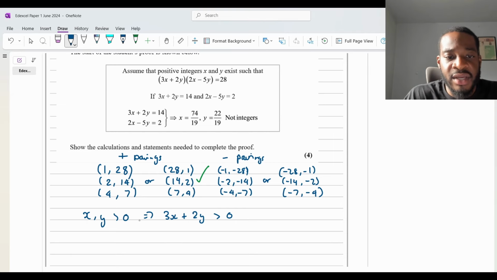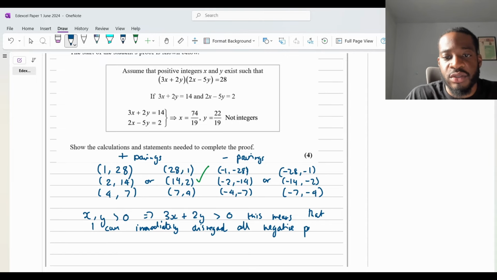So what I can say here is that since 3x plus 2y is greater than 0, this means that I can immediately disregard all negative pairings.